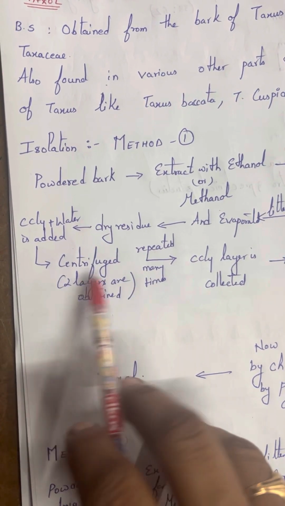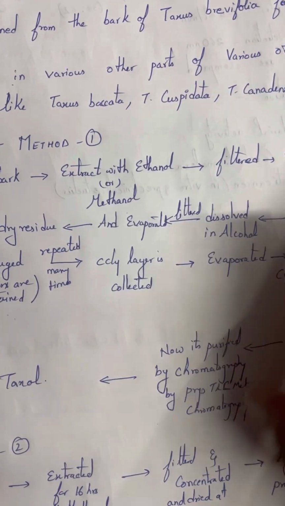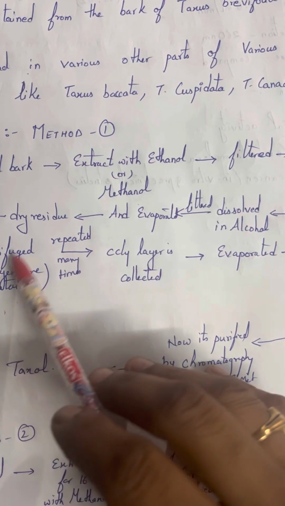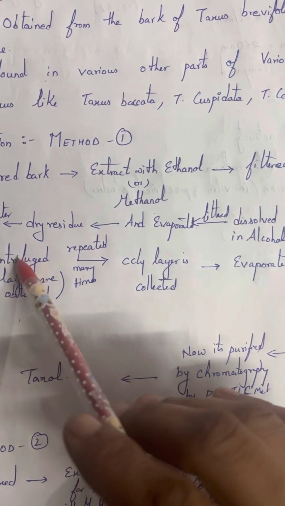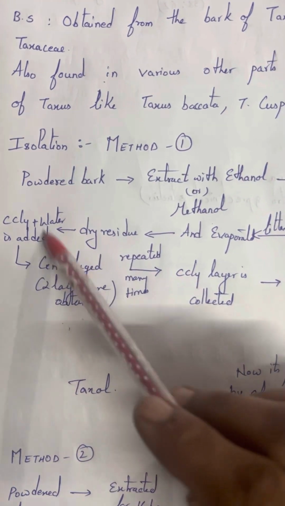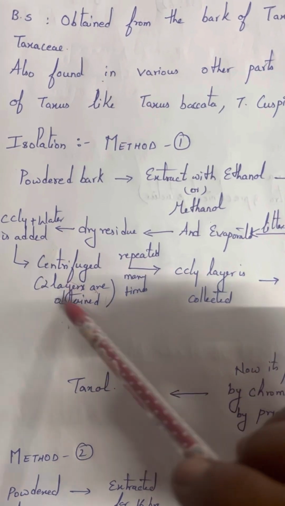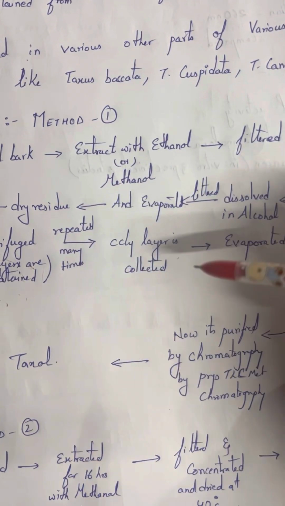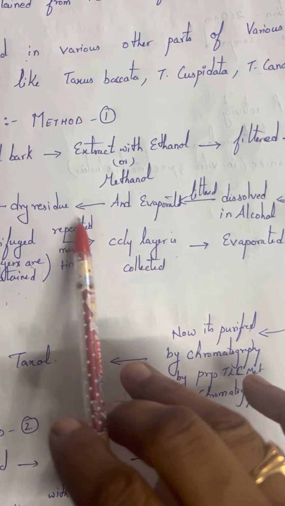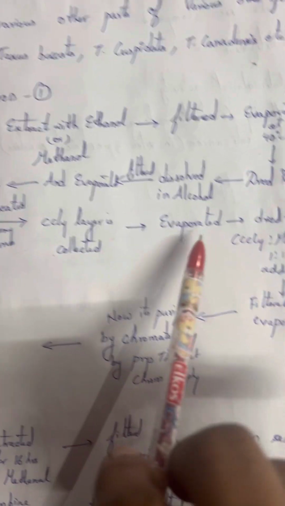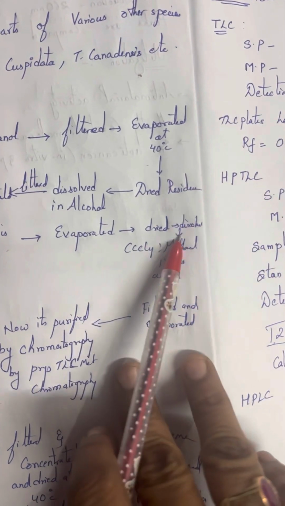Then you take the carbon tetrachloride layer. After adding CCl4 and water, these two steps, the addition and centrifugation, are repeated many times so that you get the carbon tetrachloride layer many times. All those carbon tetrachloride layers are pooled and collected together, and then the whole thing is evaporated and dried.